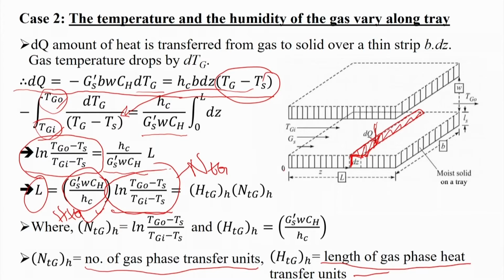Okay. Now, if we recall, for the humidification chamber also we got the total height of the cooling tower H as the multiplication of the number of gas phase transfer units into the height of the gas phase transfer unit. Here also we have a similar expression: the total length of this wet bed is the number of gas phase heat transfer units into the height of the gas phase transfer unit.